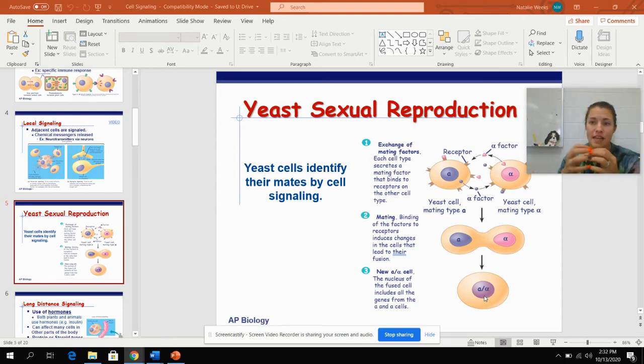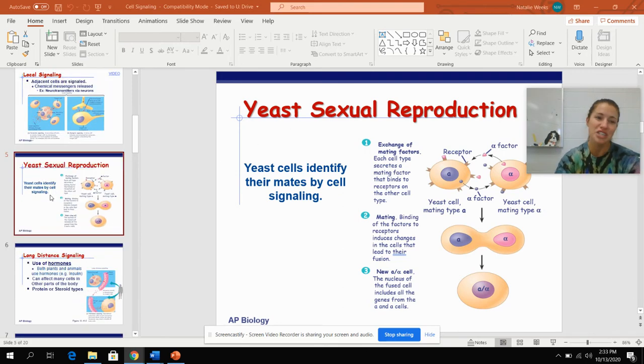These A alpha cells are now a zygote, and that includes all the genes from the A and the alpha. So we can think of the A and the alpha like a sperm and an egg. And then they connect, and then they make a baby yeast that can make bread, which is delicious.